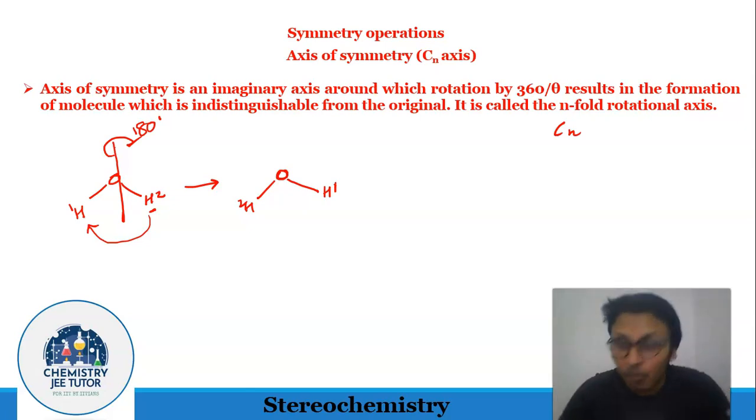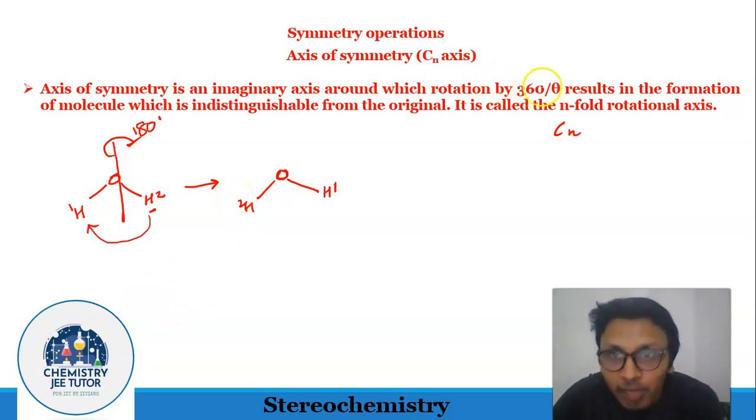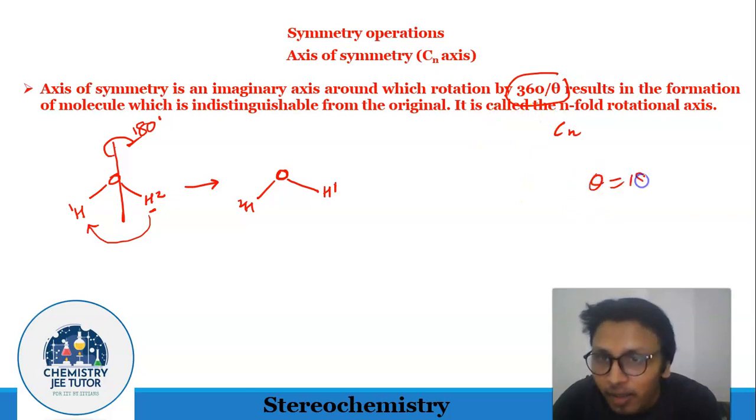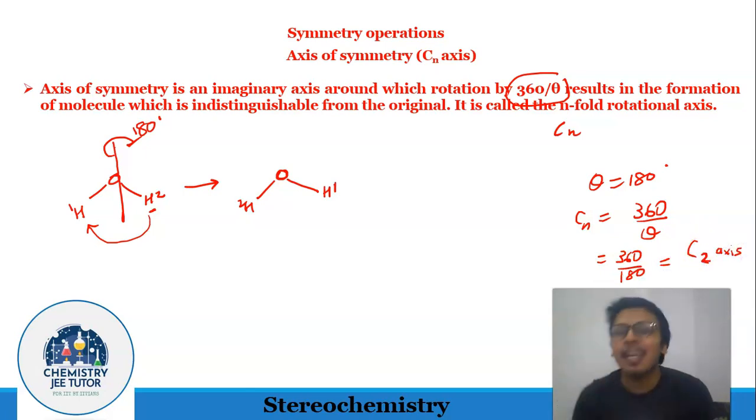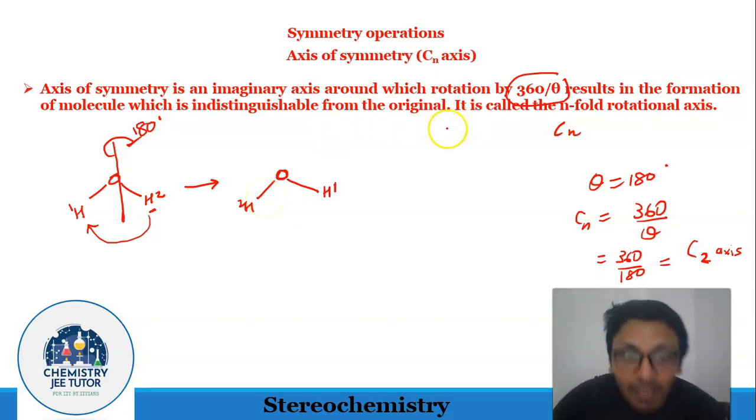So this can have a C2 axis. Why C2? Because on rotation by 360 by theta, what is theta here? Theta is 180 degree. So Cn is equal to 360 by theta, so it is equal to 360 by 180. So we have a C2 axis. This is what I mean by Cn axis. On rotation by 180, we generate a molecule which is indistinguishable from the original. So the water molecule has a C2 axis.